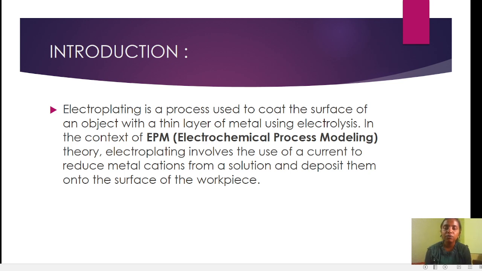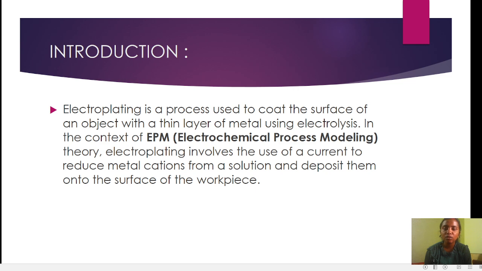Introduction. Electroplating is a process used to coat the surface of an object with a thin layer of metal using electrolysis. Electroplating is nothing but the coating of the surface of a metal.